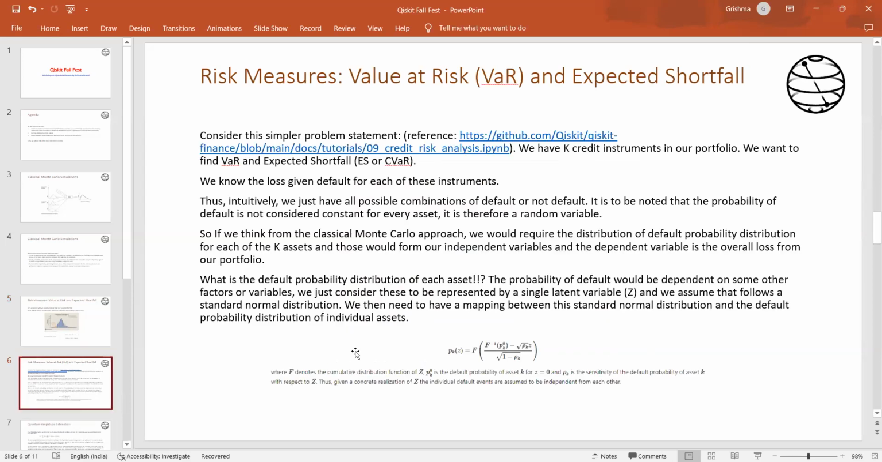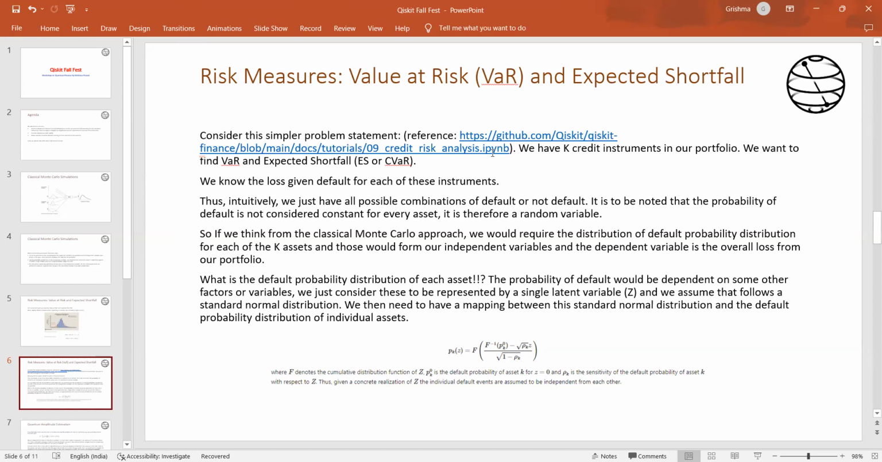Moving on, I'll take a simpler problem statement, and this is inspired by this tutorial from Qiskit, which is about credit risk analysis. The problem is that we have K credit instruments in our portfolio, and we would like to find the VaR and the expected shortfall. And why this is a simpler problem is because usually your portfolio could comprise several types of instruments. Here I'm only considering the credit instruments.